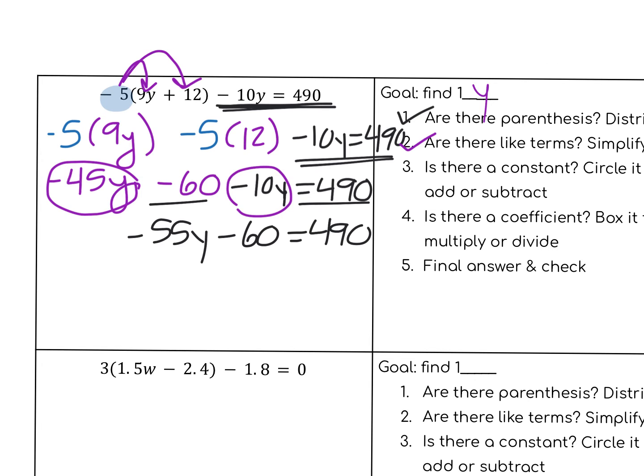So now we're just going to solve the equation like normal. Draw a line through the equal sign. Question 3. Is there a constant? Circle it, then add or subtract. Yes, there is a constant. It's minus 60. So whatever I'm adding or subtracting to my variable, the opposite of minus 60 is plus 60. What I do on this side of the equation with the variable, I need to do on the other side.